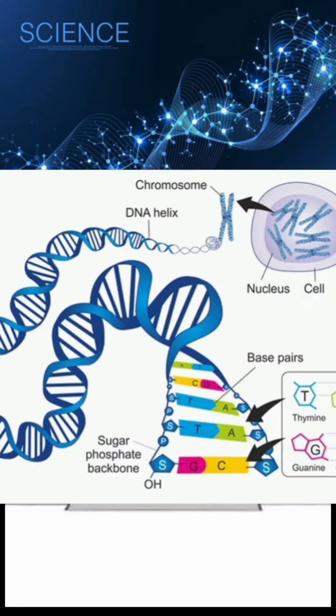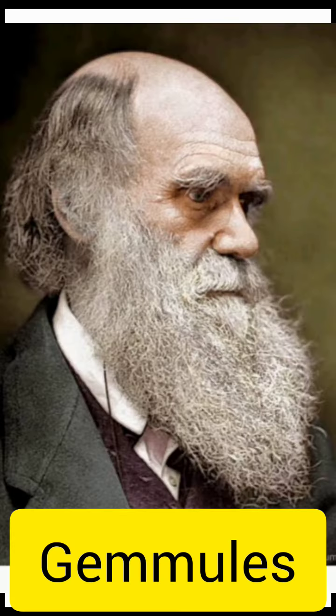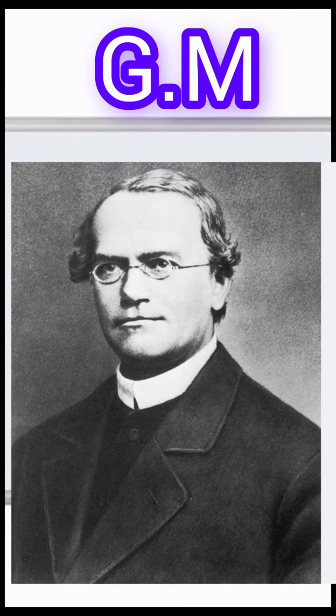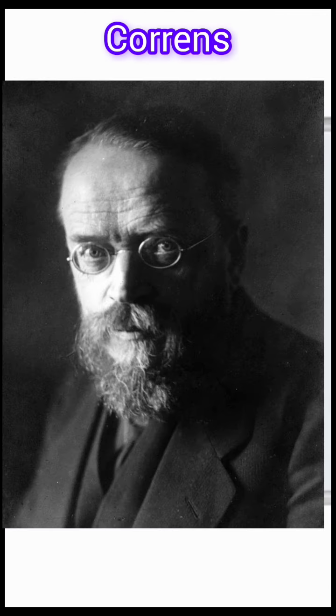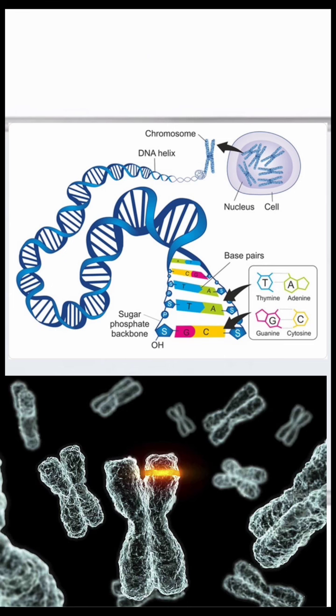Earlier, many names were used for the genes by different scientists, such as gemmules by Charles Darwin, elementons by Gregor Mendel, factors by Correns, pangenes by De Vries. The present name gene was introduced by Wilhelm Johannsen in 1909, while the term genetics was first used by William Bateson in 1906. The particular place or location where genes reside or are present is called the gene locus.